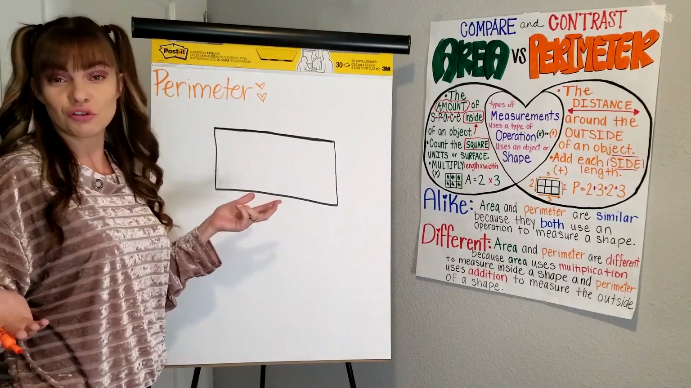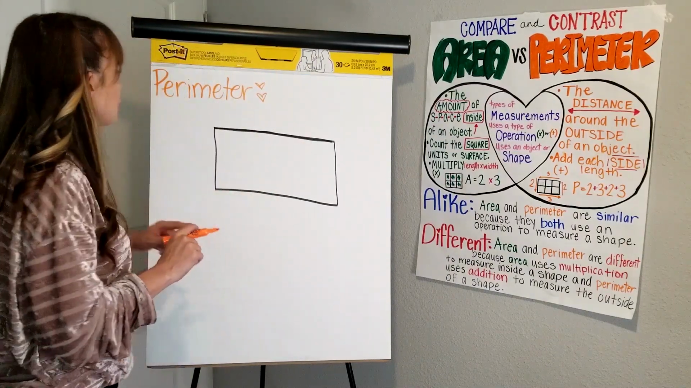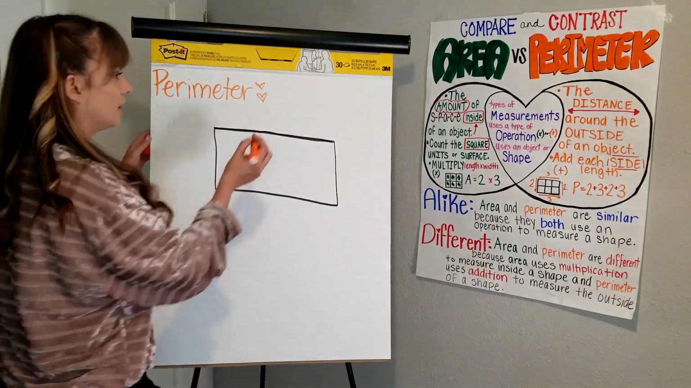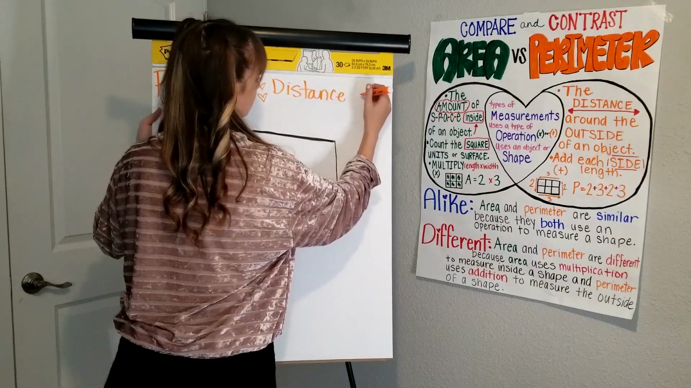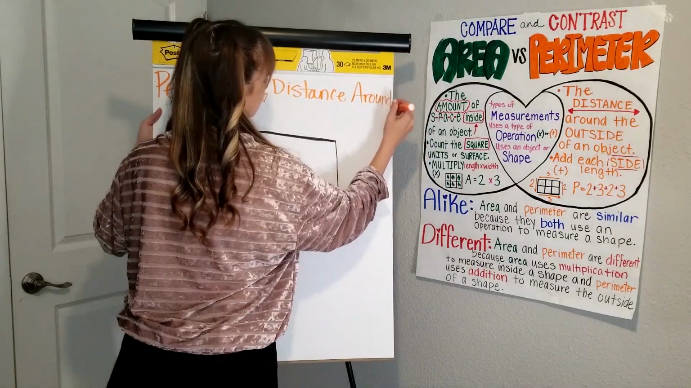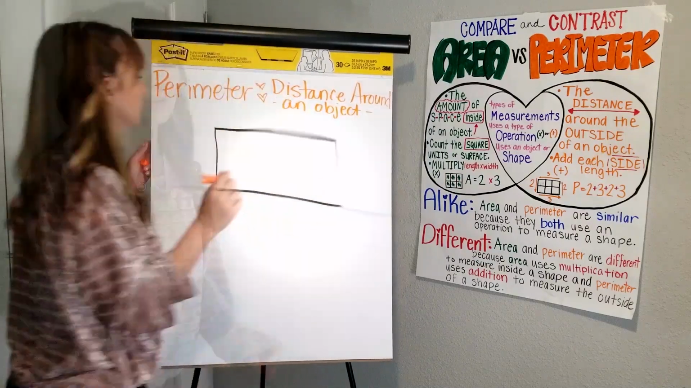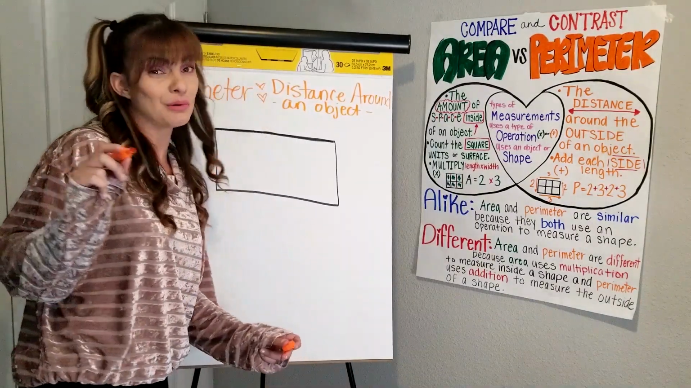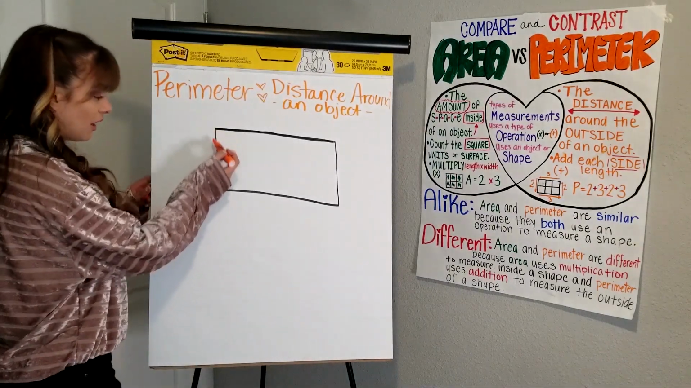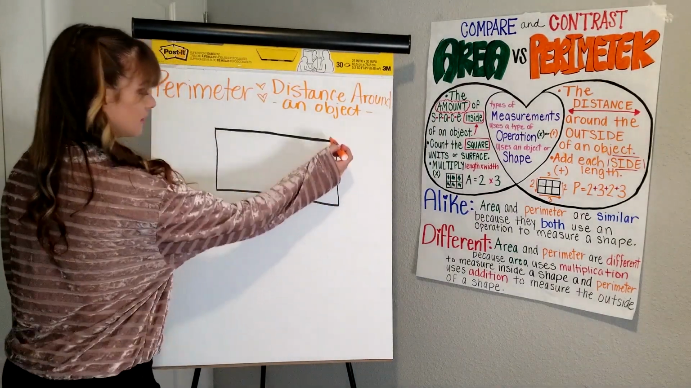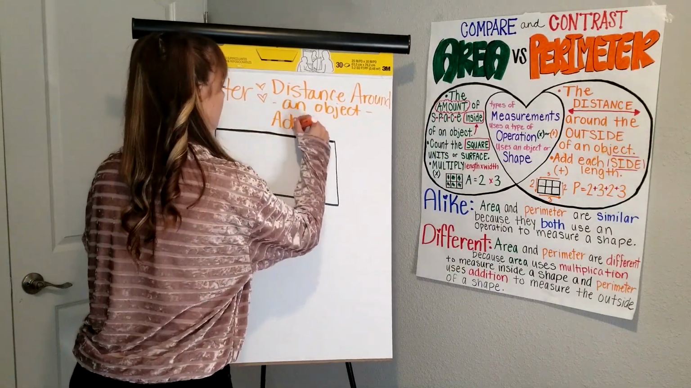The definition for a perimeter is that it is the distance around an object. So on this paper, I'm going to write another important fact about perimeter: you are adding up the sides. So after we measure how long this side is, how long this side is, this side, and this side, we're going to add up all the sides.